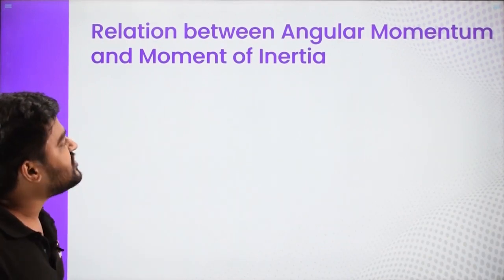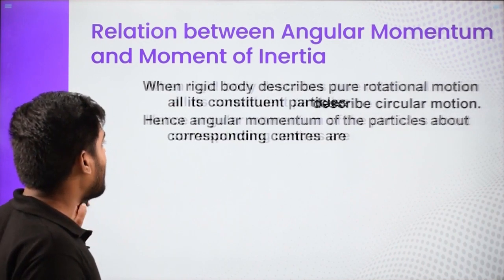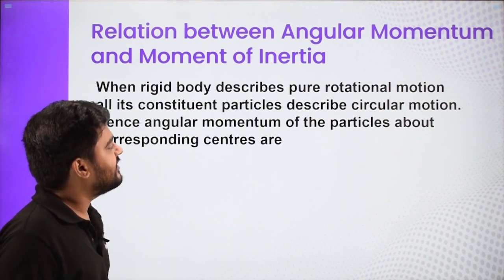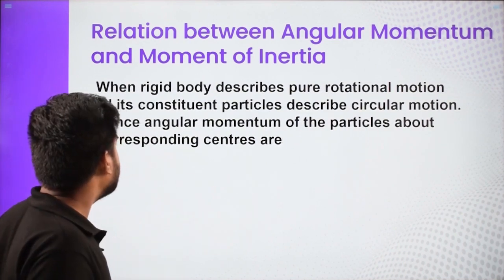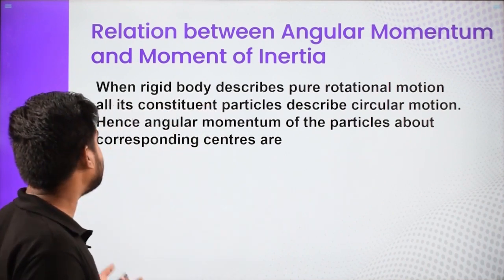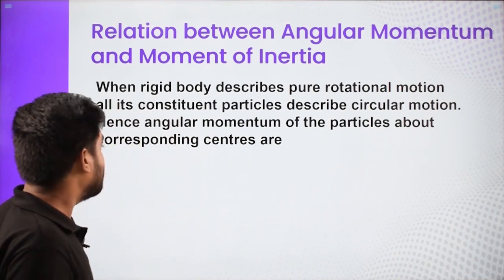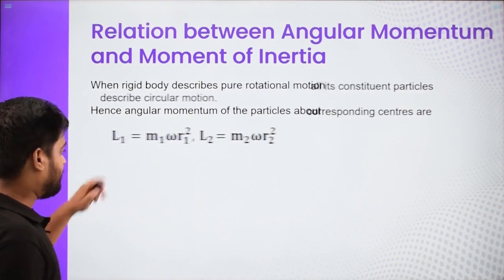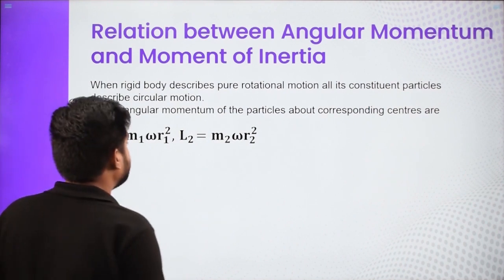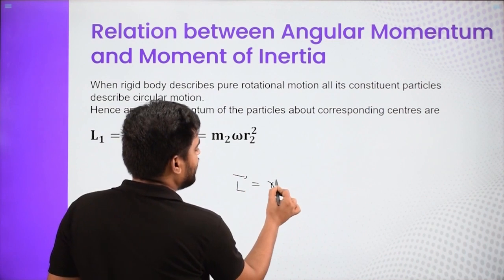So now, the relationship between angular momentum and moment of inertia. When a rigid body describes pure rotational motion, all its constituent particles describe circular motion. This is what we had already discussed. And angular momentum of the particles about the corresponding centers is... Now, how do you write angular momentum? You will write that angular momentum is nothing but r cross p.